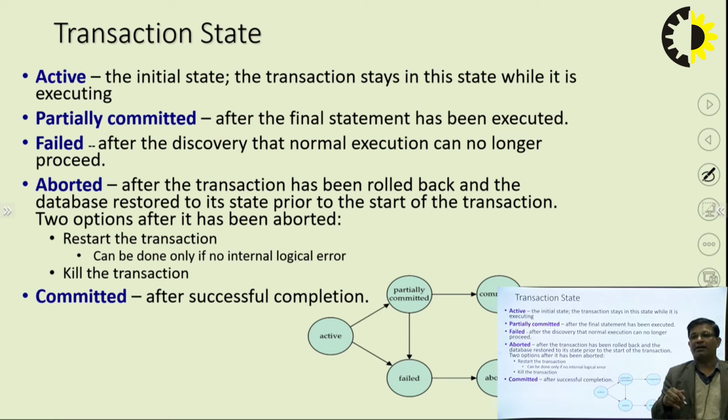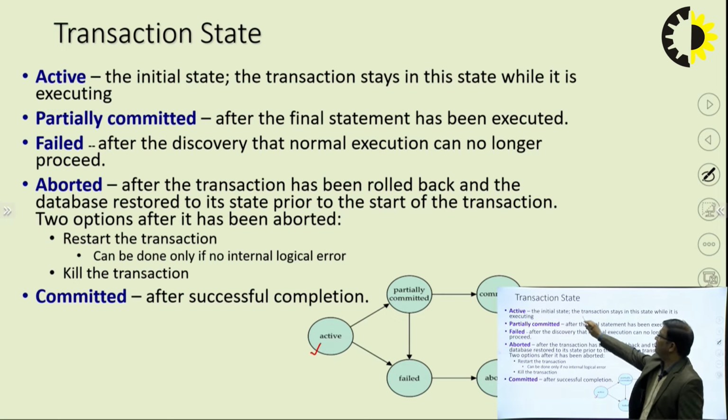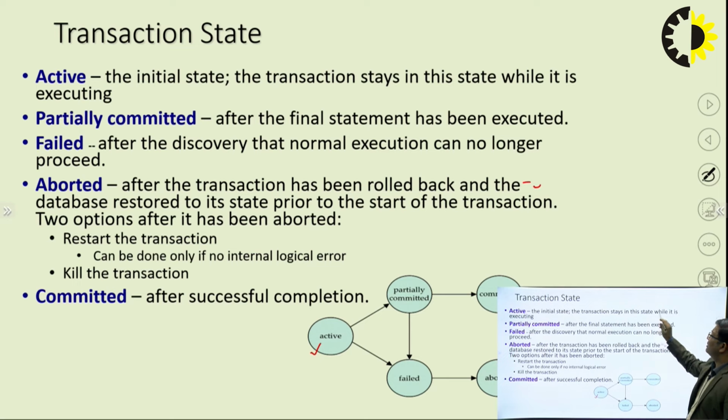When we start a transaction, what are the different stages or states till the completion of the transaction, or till the abort or failure of a transaction? Let's say, for example, if a transaction starts, the first is the active state. Active state is the initial state; the transaction stays in this state while it is executing. The next stage is either partially committed or failed.